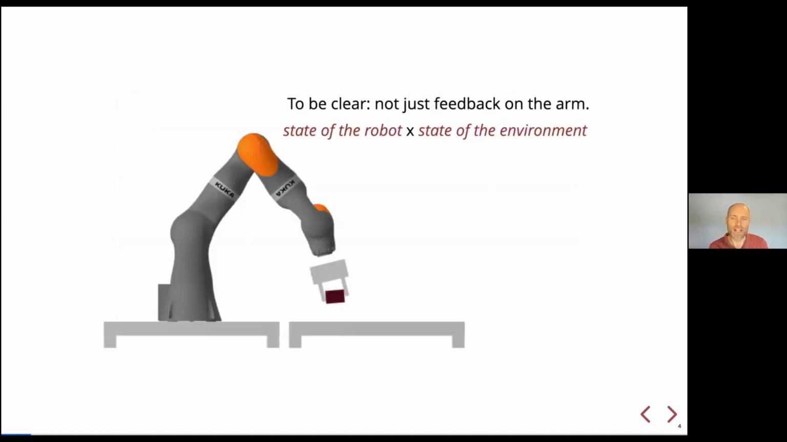Just to be clear, when I talk about feedback control for manipulation, I don't mean feedback of the arm. The state space of this problem is the state of the robot, but also the state of the environment. So really, the underactuated part is the degrees of freedom of the object. So it's a different problem. It's still hard. Controlling a robot arm, easy. Controlling the state of the world, hard.